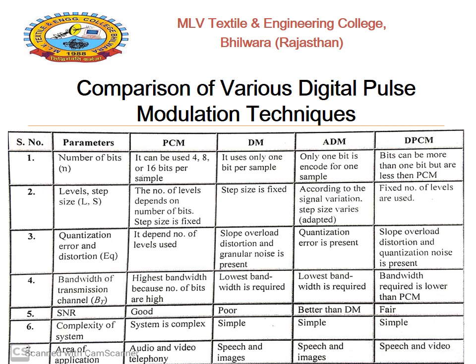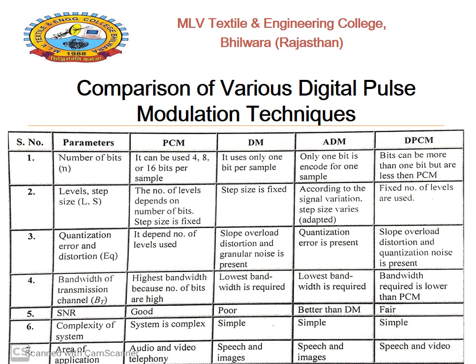The fourth parameter is bandwidth of the transmission channel. In case of PCM, the highest bandwidth is required because the number of bits is higher. In case of DM, the lowest bandwidth is required. Similarly in ADM, the lowest bandwidth is required. In DPCM, the bandwidth required is lower than the PCM system.